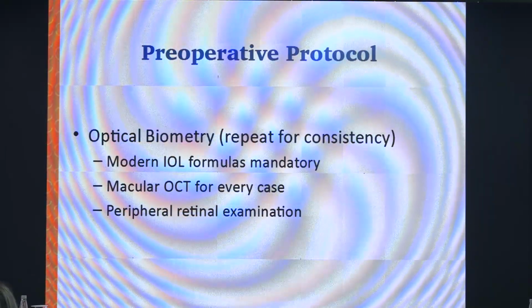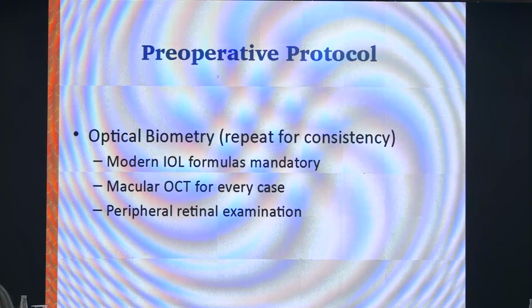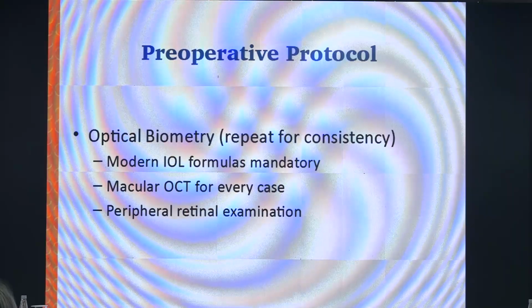Obviously, we need to have a thorough examination of the retina by our retinal colleague, and only then, when that green flag is given, can we go ahead with the surgery. Now, optical biometry, though it is the gold standard, one should repeat it, preferably with another optical biometer, or if you have the swept source technology, then an optical biometer of that quality is a must.